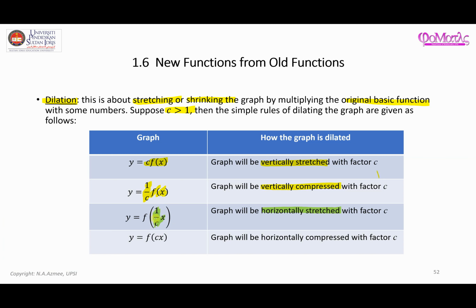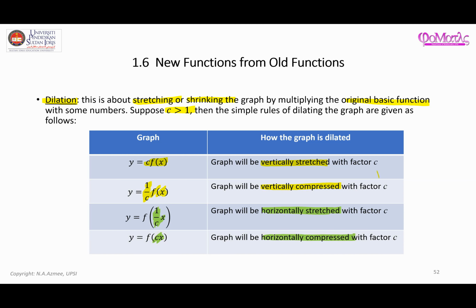So you make a change with respect to x. Whenever you talk about x, you talk about the horizontal axis, and therefore it makes perfect sense that the new graph here will be horizontally stretched. Next, if you multiply x with a constant c, then the graph will be horizontally compressed.